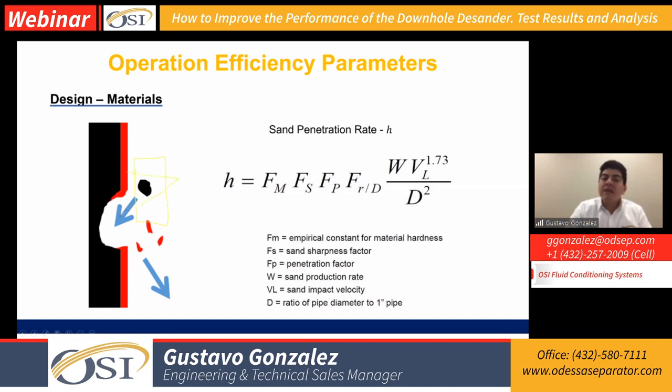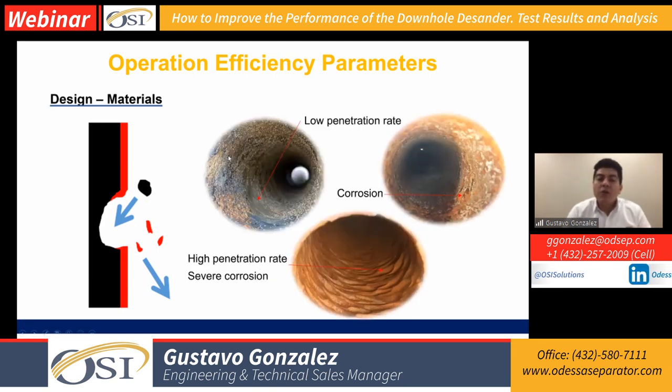And if I have in mind that this is the wall of my system, the particle, when it's passing through the vein, is going to start to erode and eat some of the metal. It's going to start eating some of the material on my sleeve, on my mandrel, and it's going to start increasing that ID. So this is what you're going to see based on the type of desander that you get on the market.